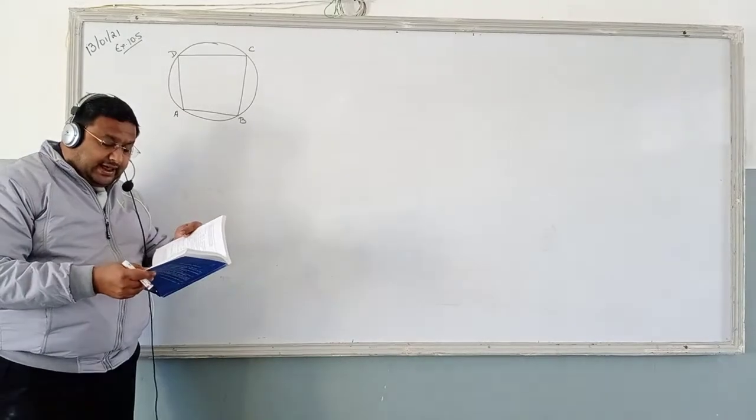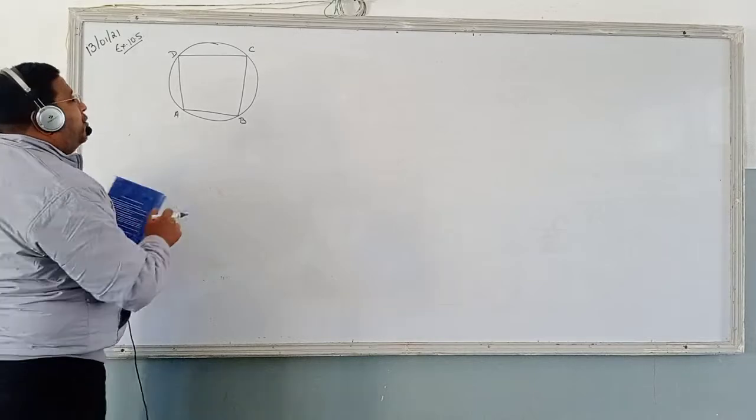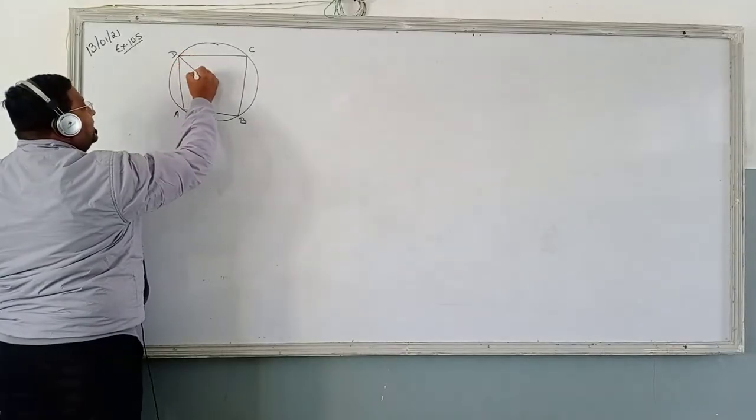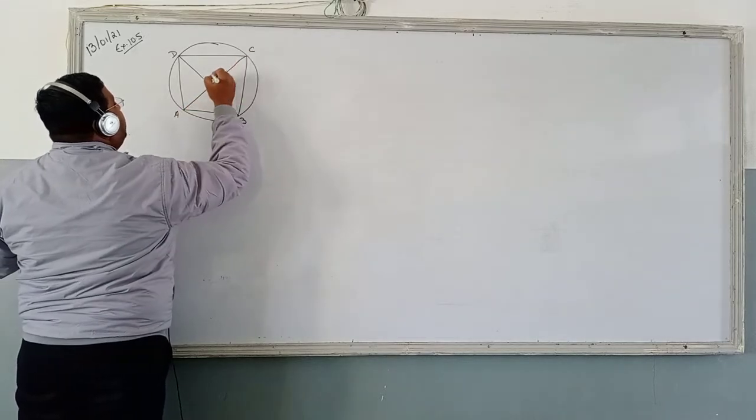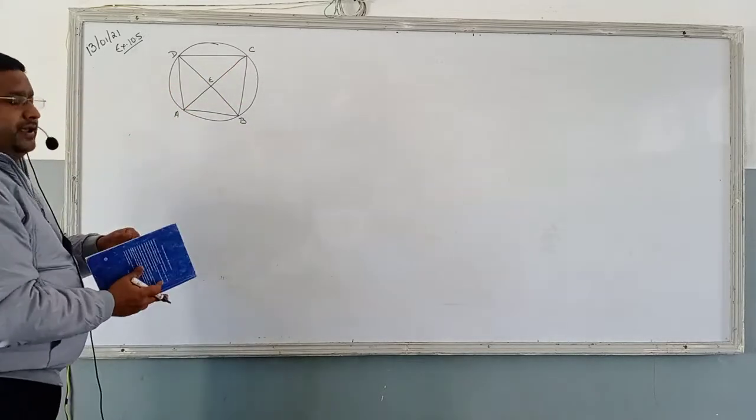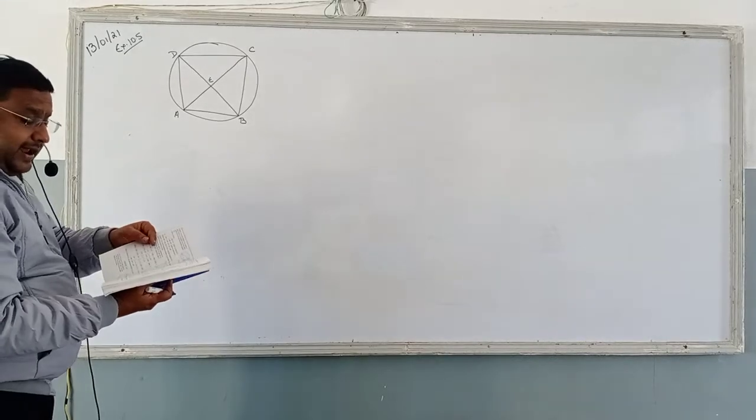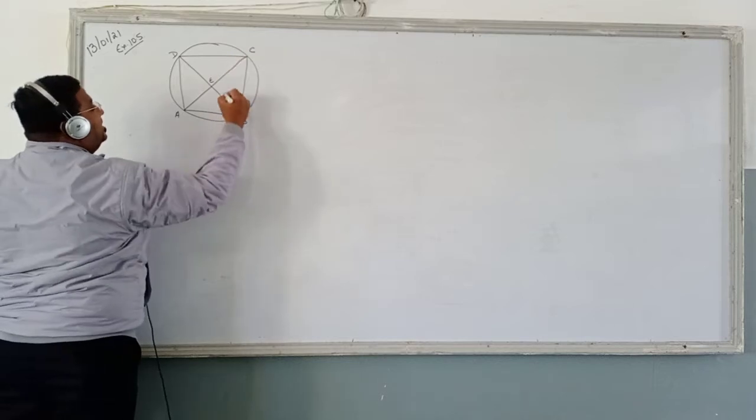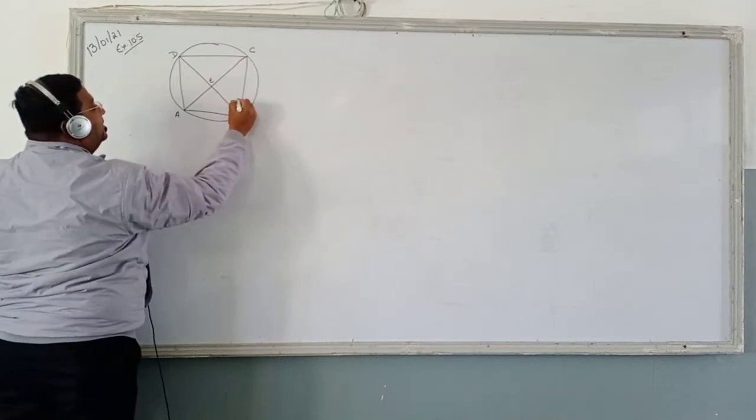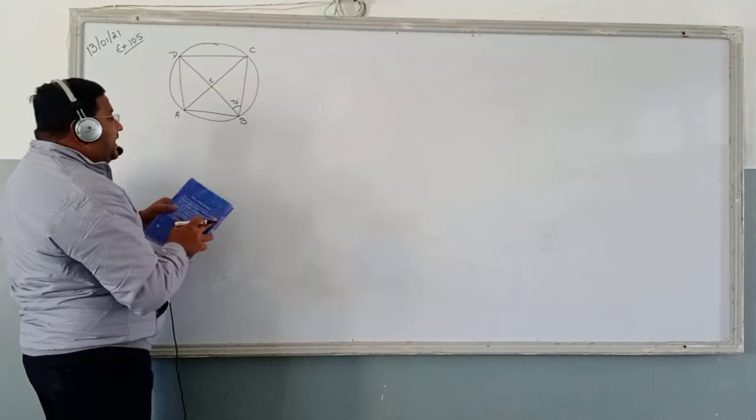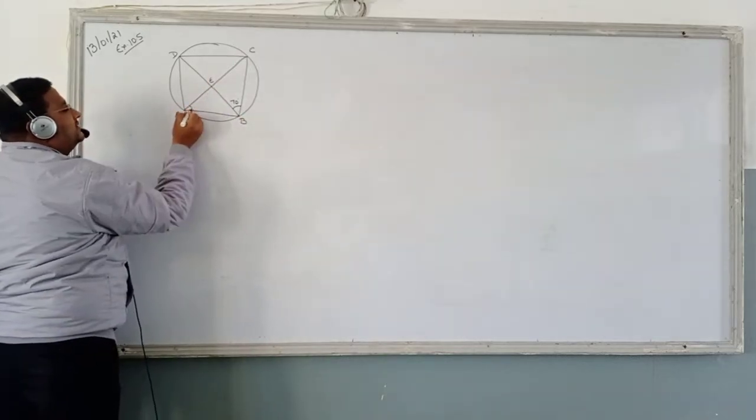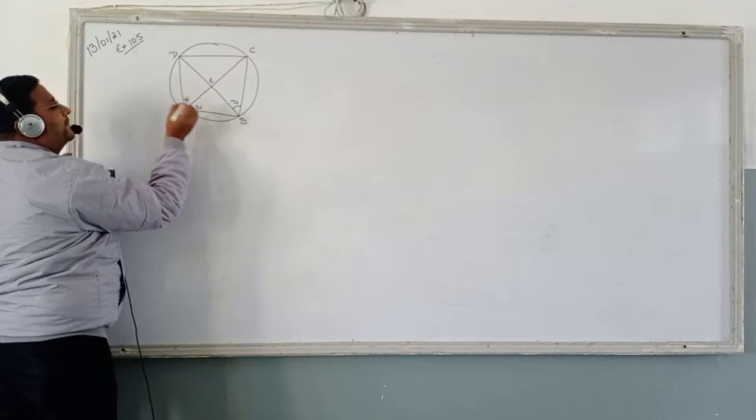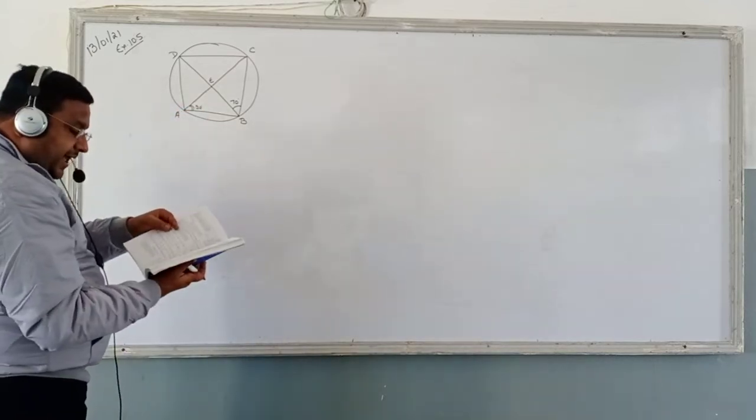Okay. Then he says, if the diagonals intersect at point E, this is the first diagonal, second diagonal, they are intersecting each other at E. If angle DBC is 70, DBC, this angle is 70 degrees, and angle BAC is 30, BAC, this angle is 30. Right? He says, find angle BCD.